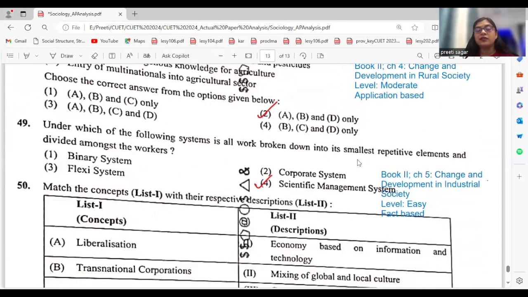Under which of the following systems is all work broken down into smallest repetitive elements and divided among the workers? That is the scientific management system. Option 4 is the correct answer.